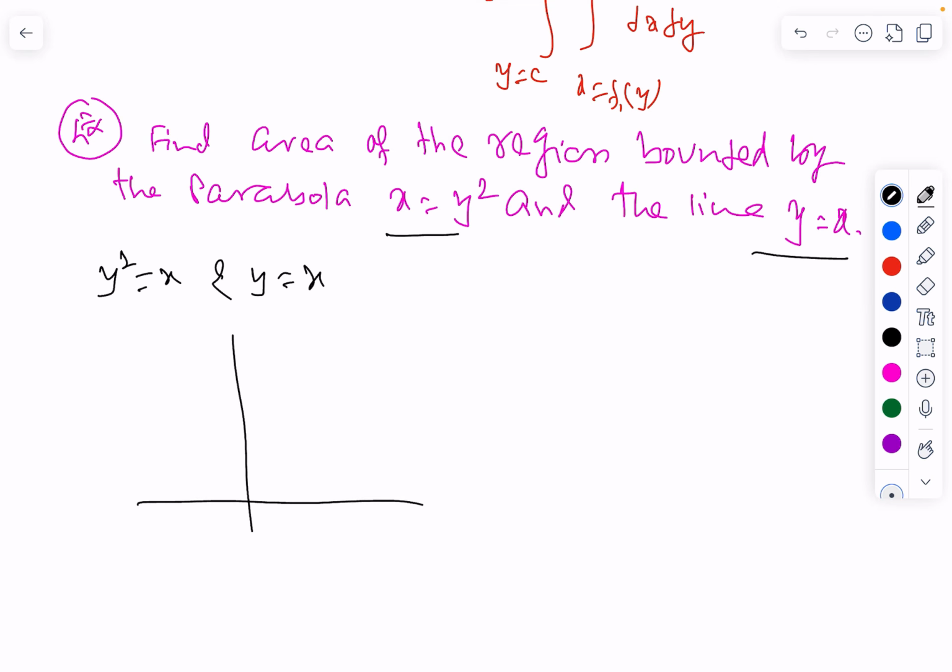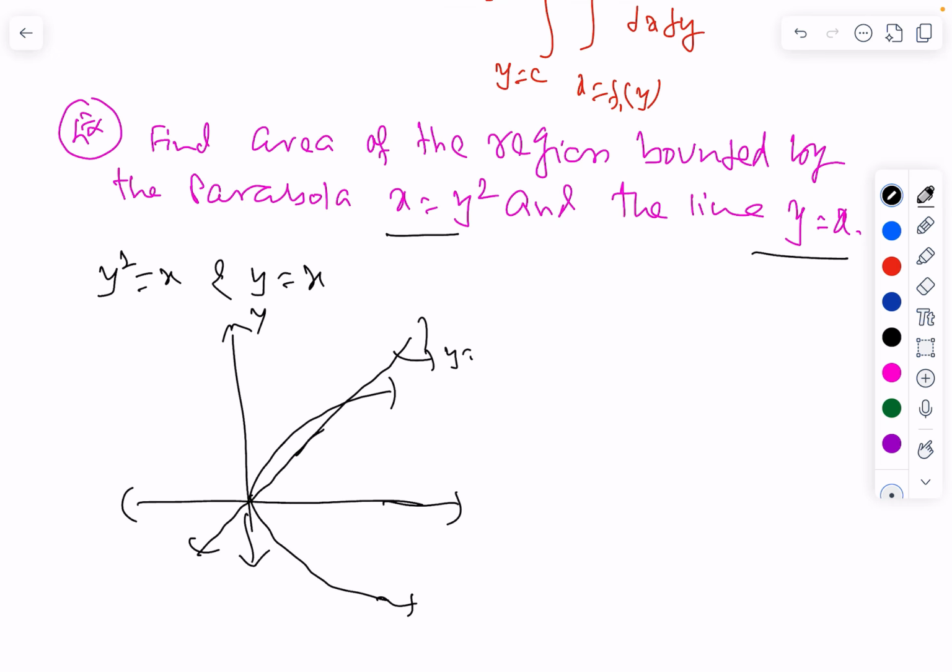So we have y square equal to x. So that is a curve, and y equal to x. So the line y equal to x. So this is the portion that we have. Okay, so this line is y equal to x and this curve is x equal to y square. We need to find this point of intersection.